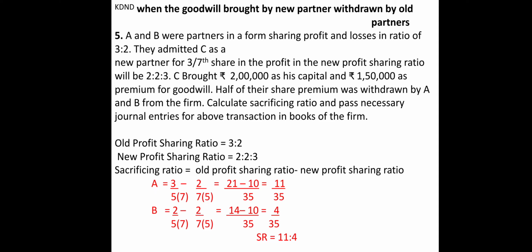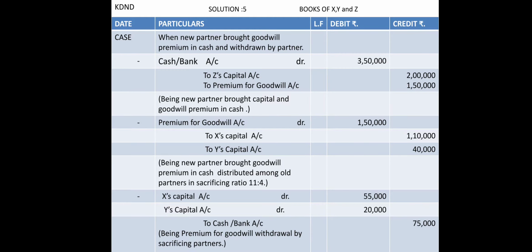So first entry, when the new partner brings cash and premium for goodwill: cash account debit to C's capital and to premium for goodwill. So that is understood now. You can see over here, cash account debit to C's capital and to premium for goodwill. Now premium for goodwill is to be distributed among the sacrificing partners in the sacrificing ratio. So premium for goodwill account debit to A's capital and to B's capital. You can see here I have distributed them in the sacrificing ratio.